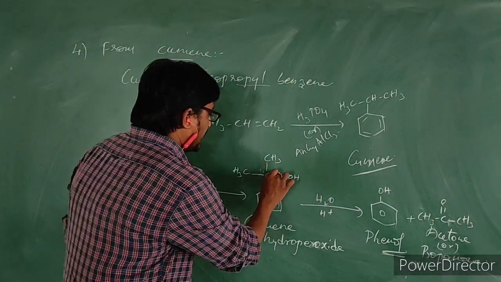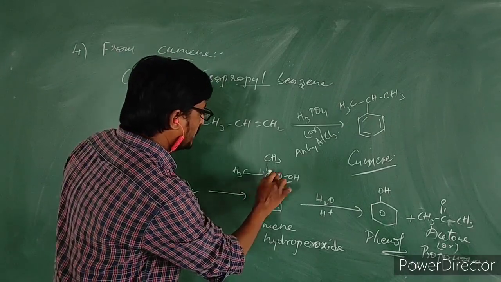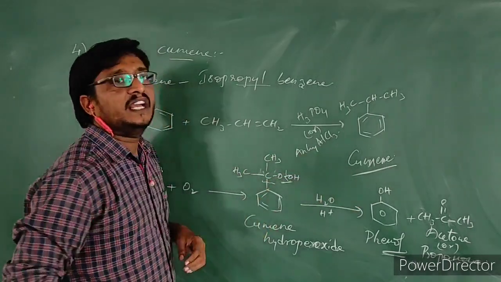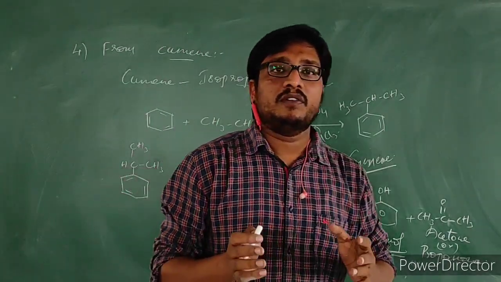Nothing but here the bonds get broken. Sorry, not here. Here. So this OH group will come and bind to this. It will come out as acetone. So these are some preparatory methods of phenols.